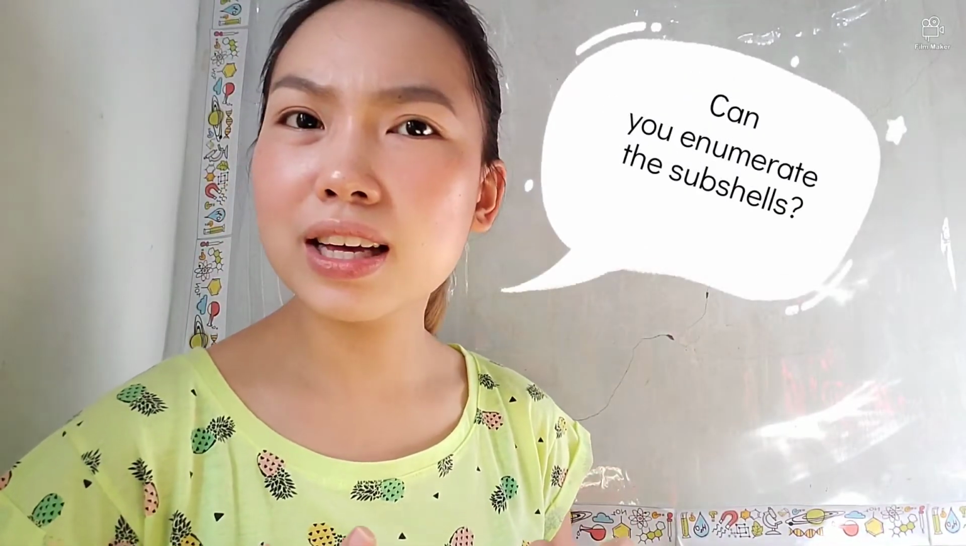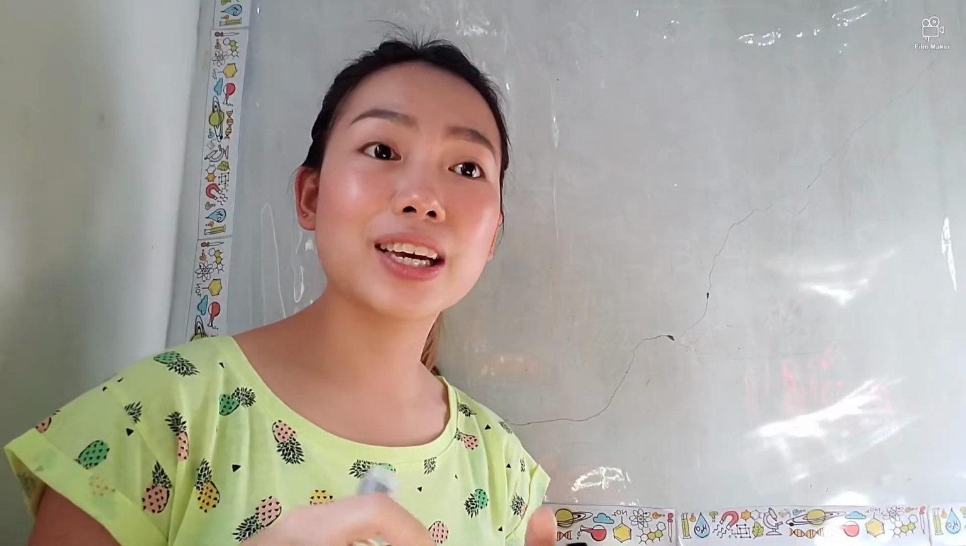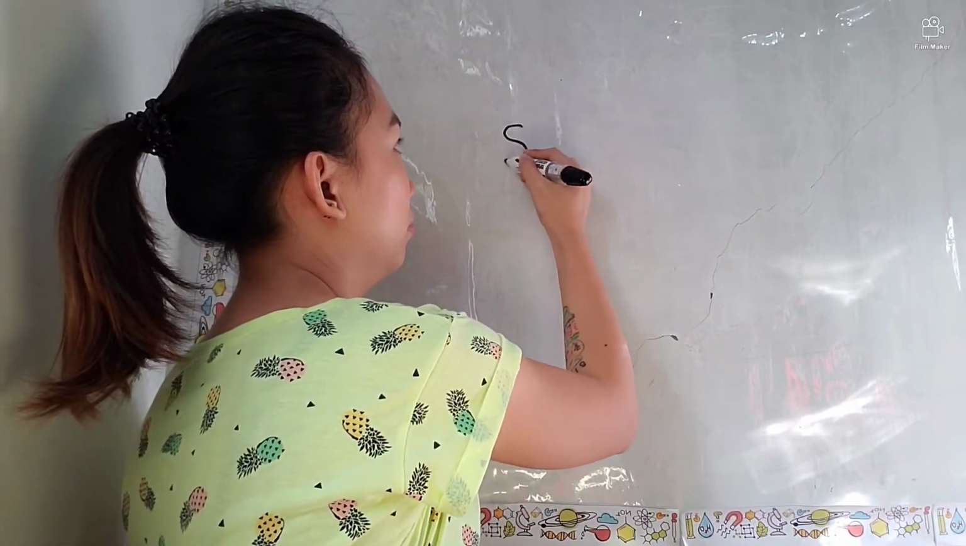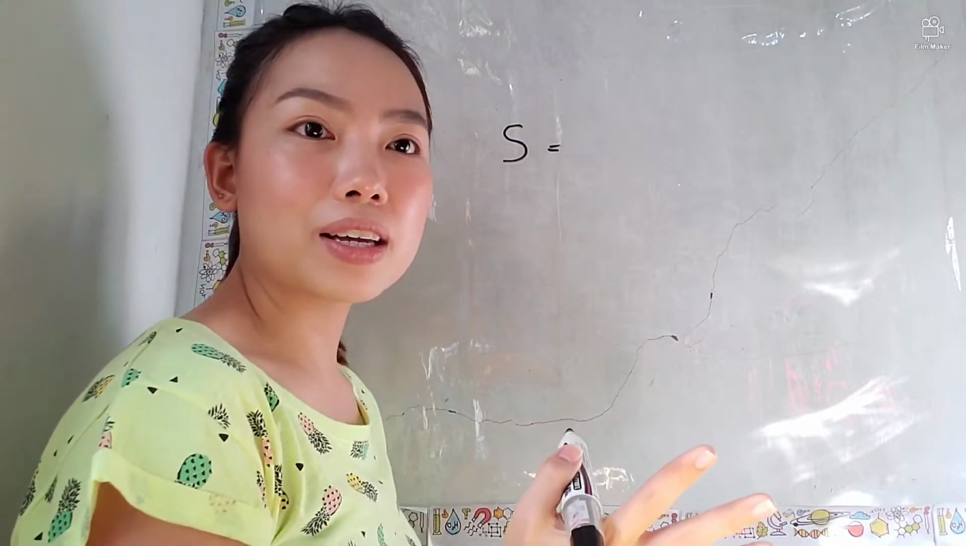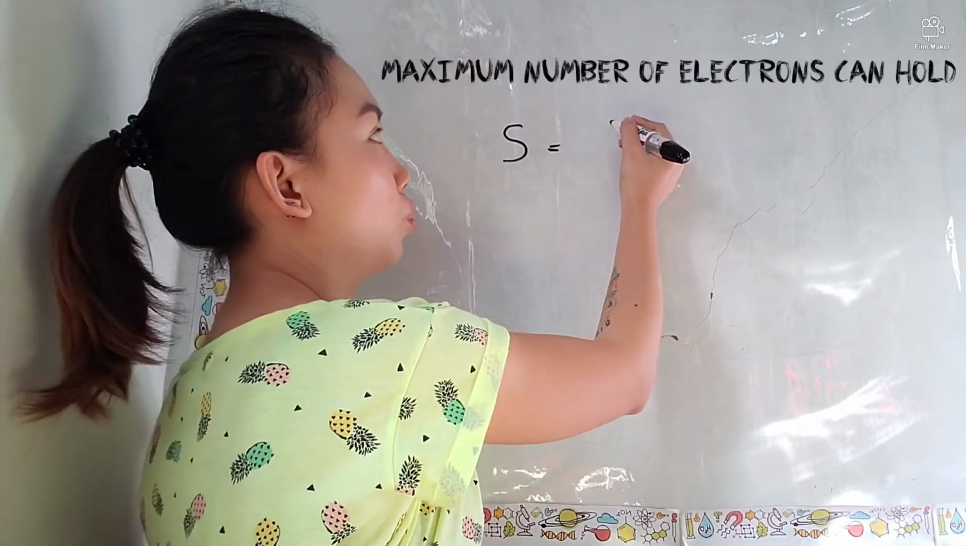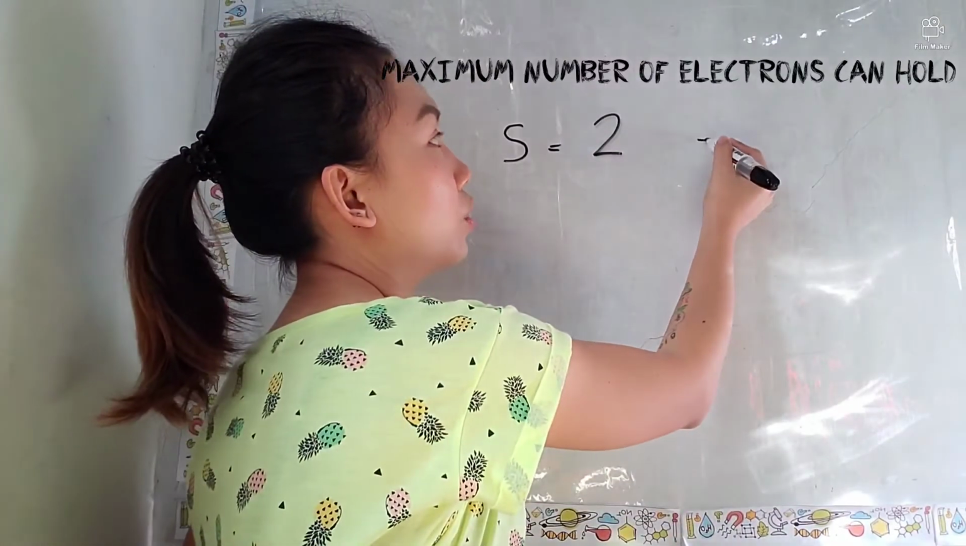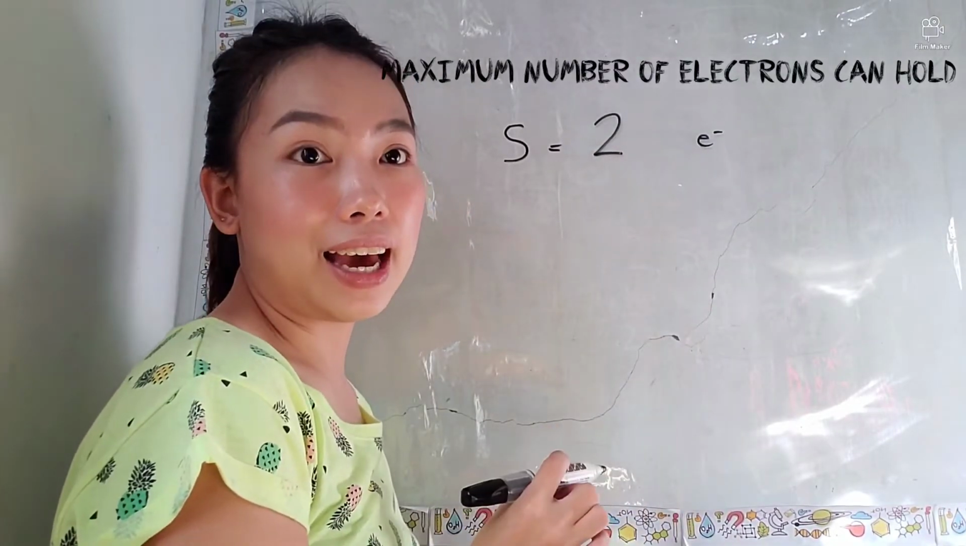Ano-ano nga yung mga subshells? So subshells are the letters S, P, D, and F. In the Aufbau principle, on the arrangement and order of the electrons, we will make use of the letters S, P, D, and F as subshells. For the subshell S, it has a maximum number of 2. Hanggang 2 electrons ang kaya niya.